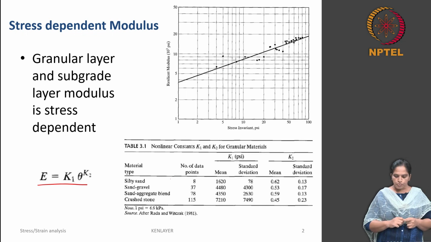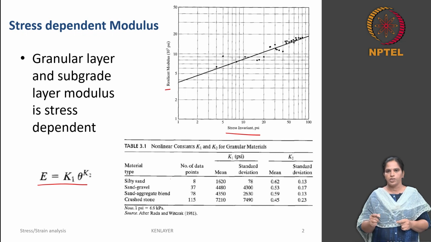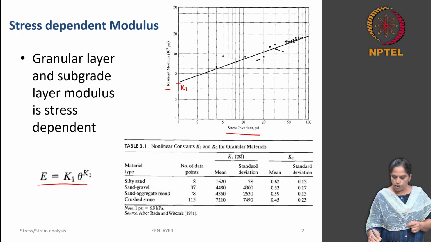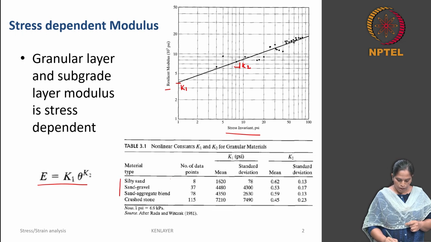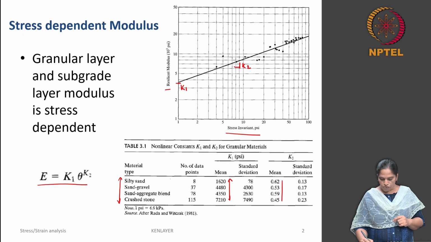theta to the power K2. So when you measure the resilient modulus of a granular layer for different stress invariants, you can see that the resilient modulus exhibits a straight line function when you plot it on a logarithmic scale. So the intercept here is called the K1 value, and the slope of this line is K2. The values of K1 and K2 depend on the type of granular layer. For different types of granular layer, the K1 value varies from 1620 psi to 7210 psi, and the K2 value is somewhere near 0.5.